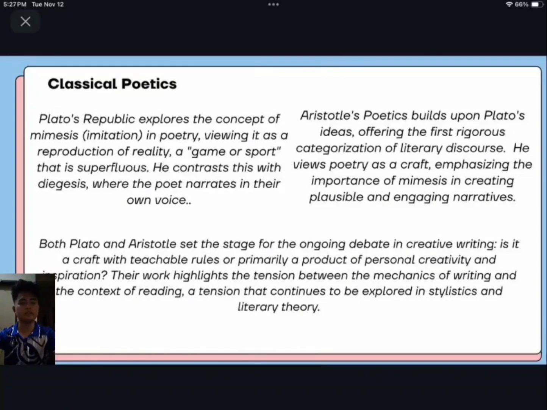On the third paragraph, it highlights the lasting impact of Plato and Aristotle on creative writing debates. Their work sparked a debate about whether writing is a craft with rules or a product of inspiration. It also emphasizes the tension between writing mechanics and reading context, a tension still explored in stylistics and literary theory.